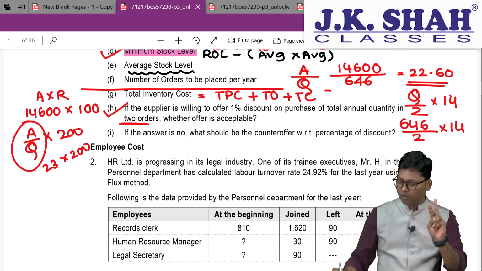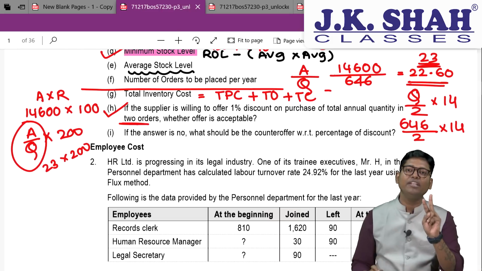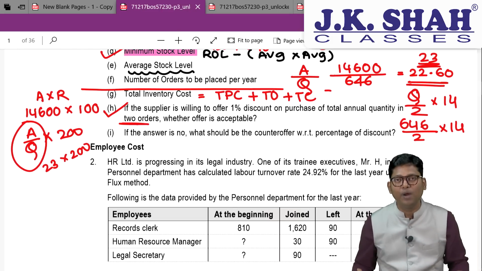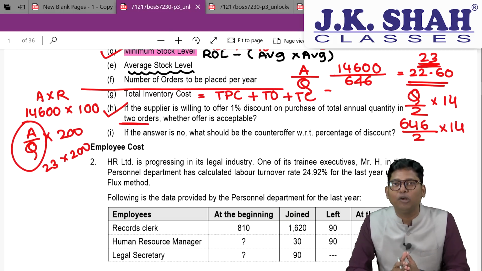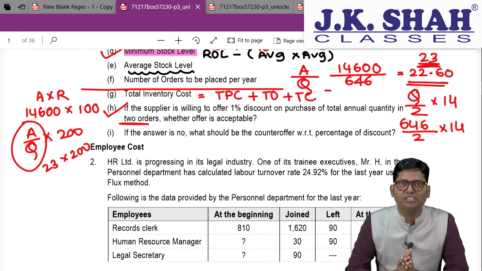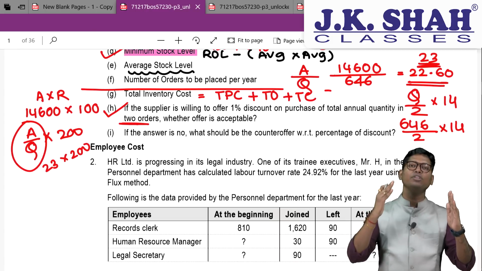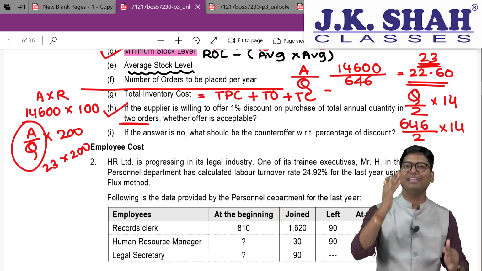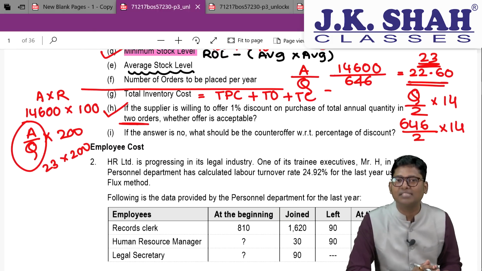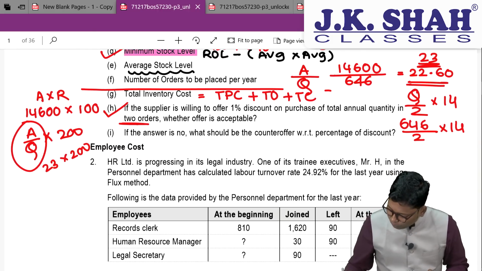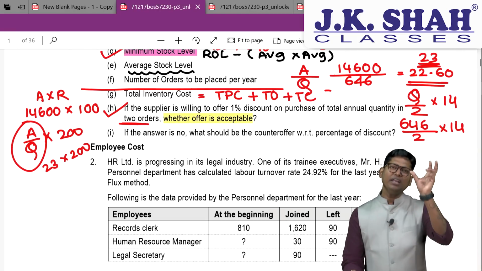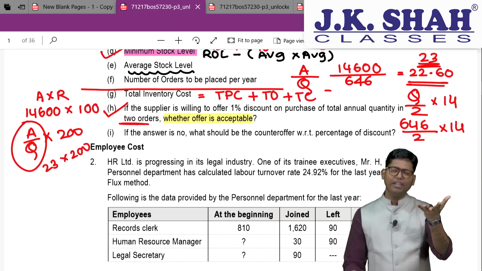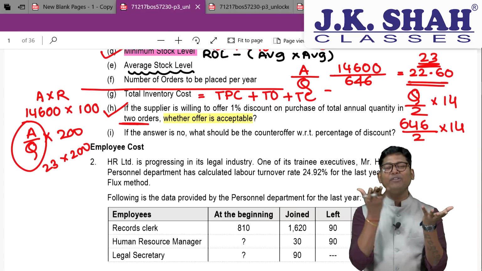According to the EOQ model, we are currently placing 23 orders, but the supplier approached you and is asking you to reduce the number of orders and purchase the bulk quantity. Not entirely 14,600, but 7,300 and 7,300. If you place 2 orders, you will be availing the discount of 1% on your purchase price. The question is asking whether the offer is acceptable. Now, we just need to compute the EOQ related cost, which we just computed, and compare that entire cost with the proposal cost.